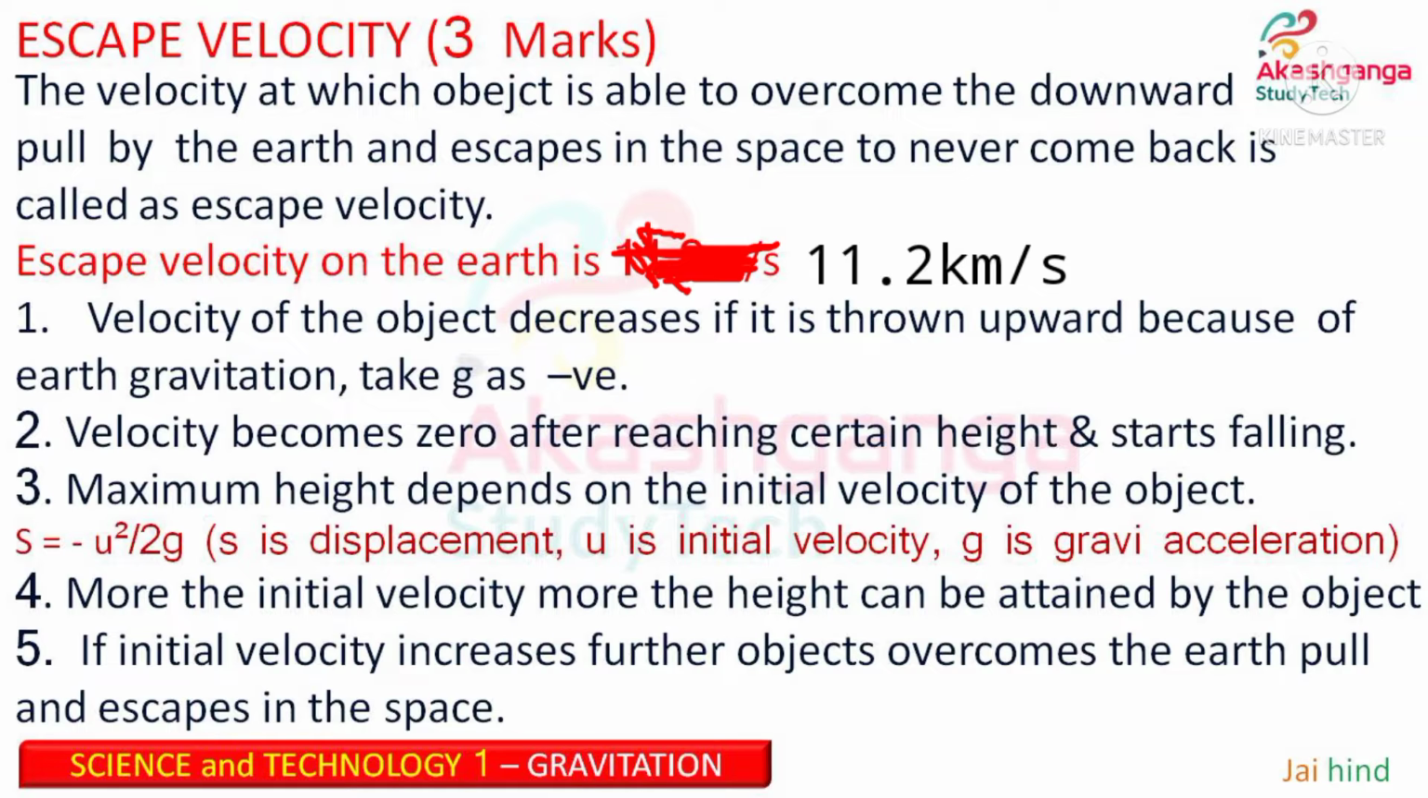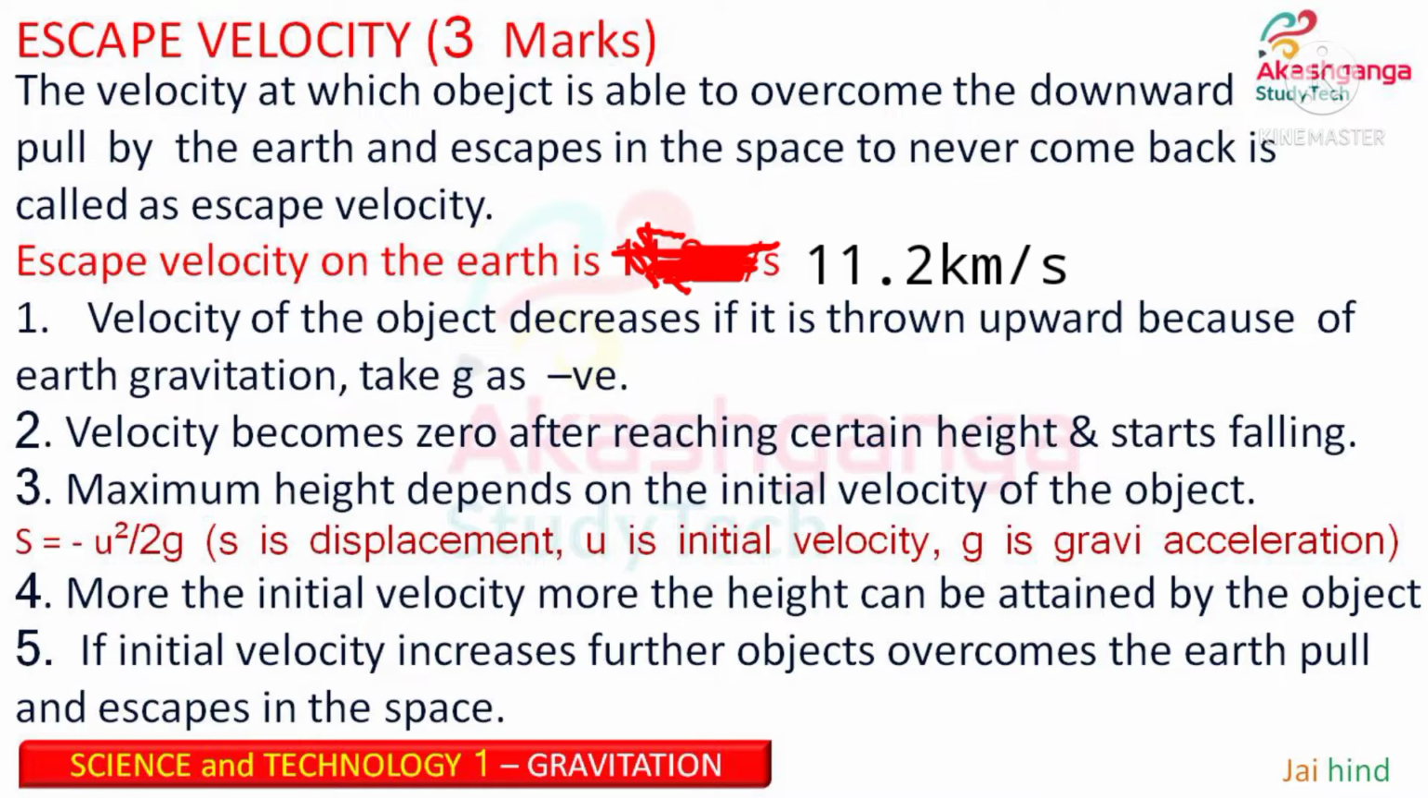Point 2, velocity becomes 0 after reaching a certain height and it starts falling. As the object keeps on moving up and up, the velocity keeps on decreasing, and at a certain point the velocity becomes 0, and from that point it again starts falling down. Point 3, maximum height depends on the initial velocity of the object. Means at what height the object will reach depends on the initial velocity of the object.